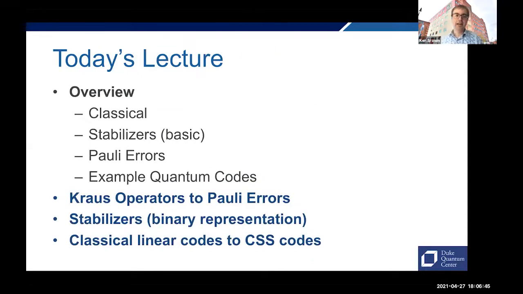Today's lecture, I'm going to start with some PowerPoint slides, which I think will take on the order of a half hour. I'm just going to do an overview, picking up from Jens' lecture on basic classical codes, talk about stabilizers a little bit, talk about Pauli errors, and then give you some examples of quantum codes. Then the lecture is going to take a turn to something more specifically mathematical, where we're going to look at some of the assumptions we made above and decide whether or not they're reasonable. And then at the end, we're going to tie closely with Jens' great lecture from yesterday, which is that most quantum codes that we use today are classical linear codes. So we can use all of this classical linear coding theory that was discussed yesterday to work out all kinds of quantum codes.